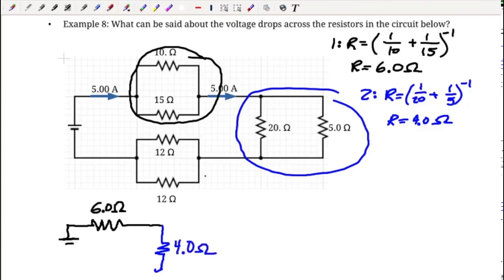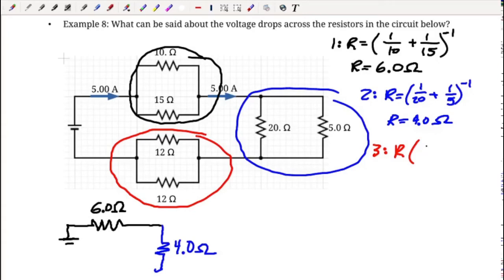Then do it again one more time for this last parallel set. Find the resistance. And you might think, oh, 12 and 12, maybe it'll just be the same. Or, I mean, if they were in series, you would just add them. But it turns out that it's actually going to be half. When you add 2 resistors, 1/12 plus 1/12 is going to be 2/12. And then when you flip it over, 12 over 2 is just 6. So this is going to give me a resistance also of 6 ohms.